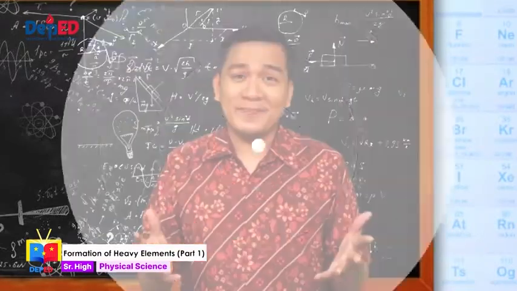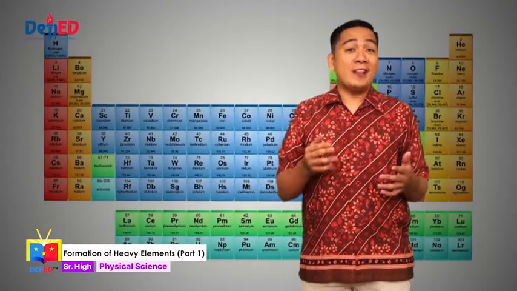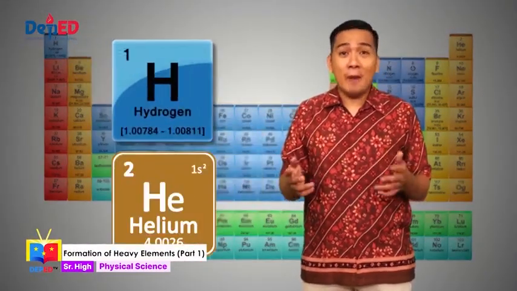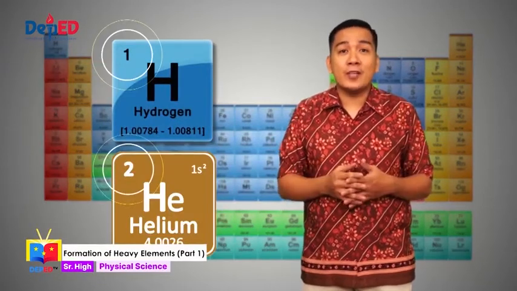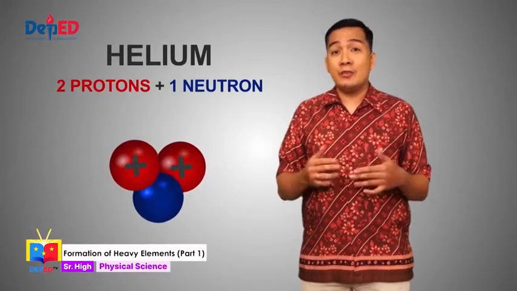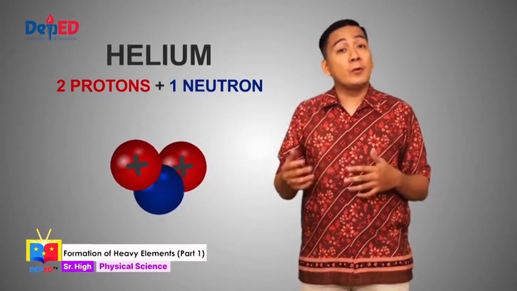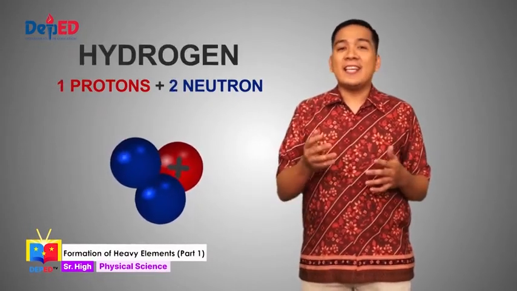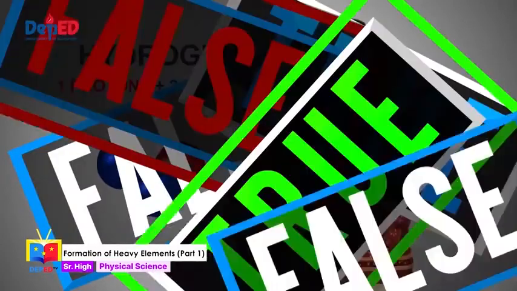You are helium. If you don't know how many protons an element has, just look at their atomic number and it will tell you the number of protons of that element. It is also possible for a proton to turn into a neutron and for a neutron to turn into a proton. When this happens, the identity of an element changes.